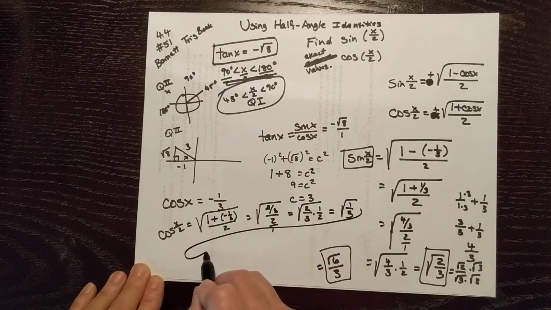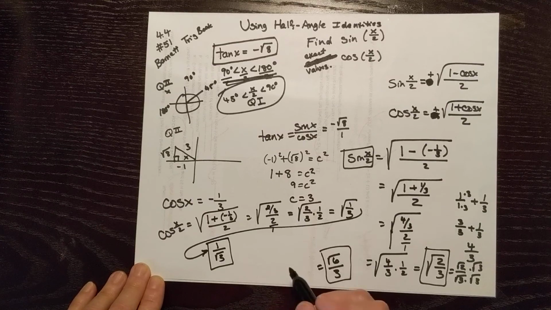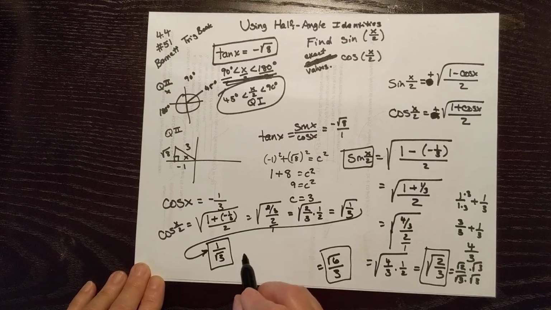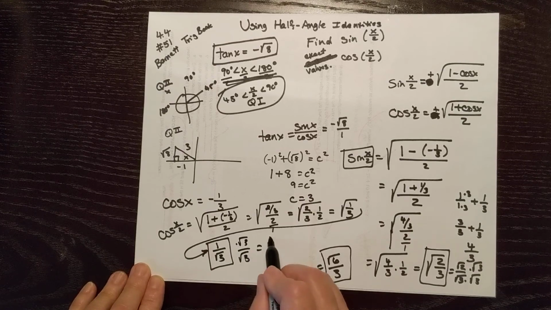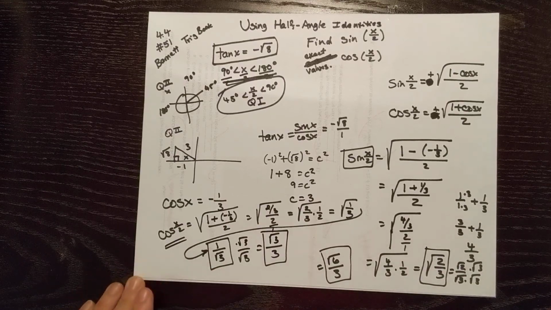I've run out of room again. So the square root of 1 is 1 over the square root of 3. This is an acceptable answer. Or if you rationalized it, you'd say times the square root of 3 over the square root of 3. That would equal the square root of 3 over 3. This is another acceptable answer for the cosine of x over 2.